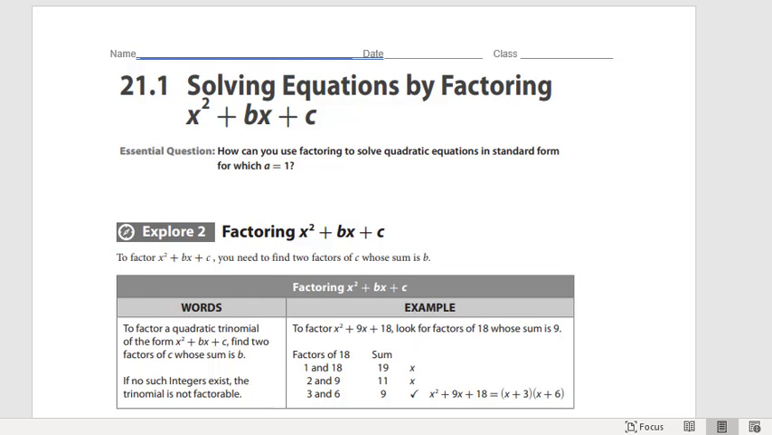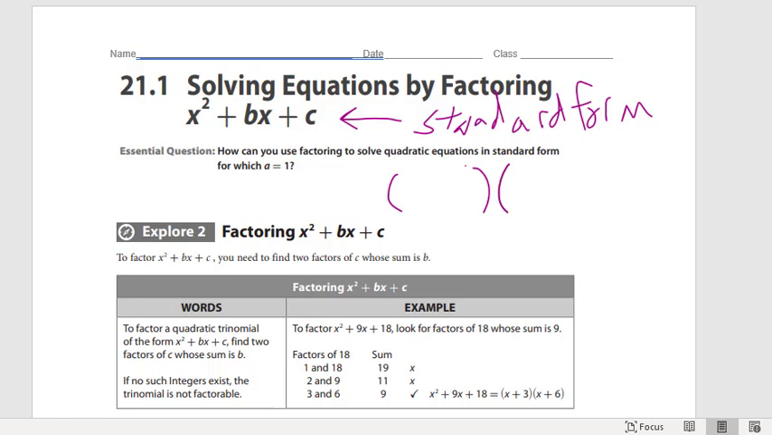Okay, today we are going to work on section 21.1, which is solving equations by factoring. If we have an equation that's a quadratic, x squared plus bx plus c, where b and c are just numbers, we're going to factor that to get it into a form that we can easily solve. One thing we need to remember is that this is what we call standard form of a quadratic. Standard form.